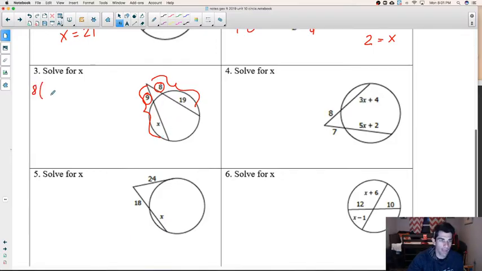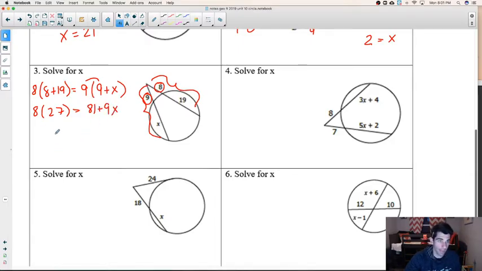Outside times the whole thing is 8 and 19. The outside times the whole thing, which is 9 and x. Now let's just do some math. 8 plus 19 is 27. Distribute: 9 times 9 is 81. 9 times x is 9x. 8 times 27 is 216.